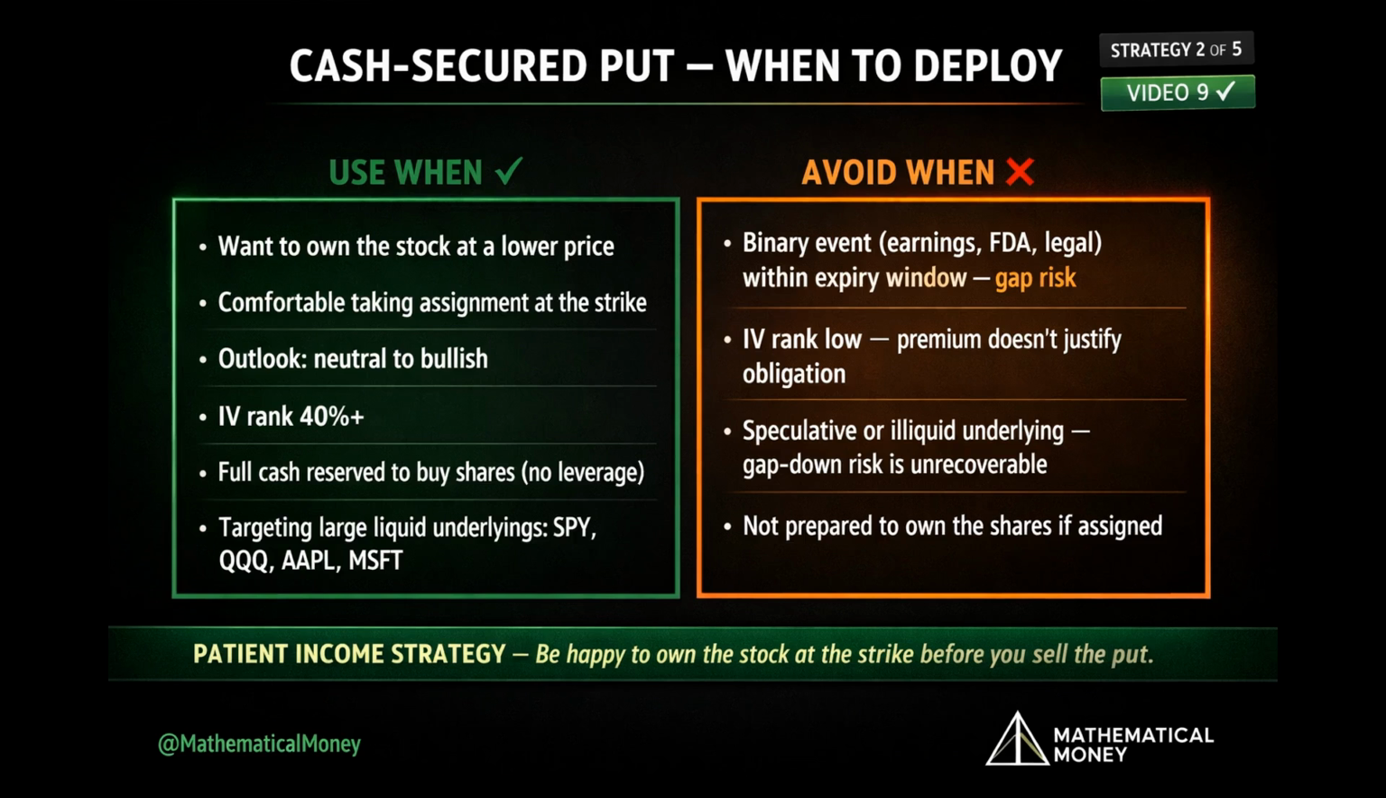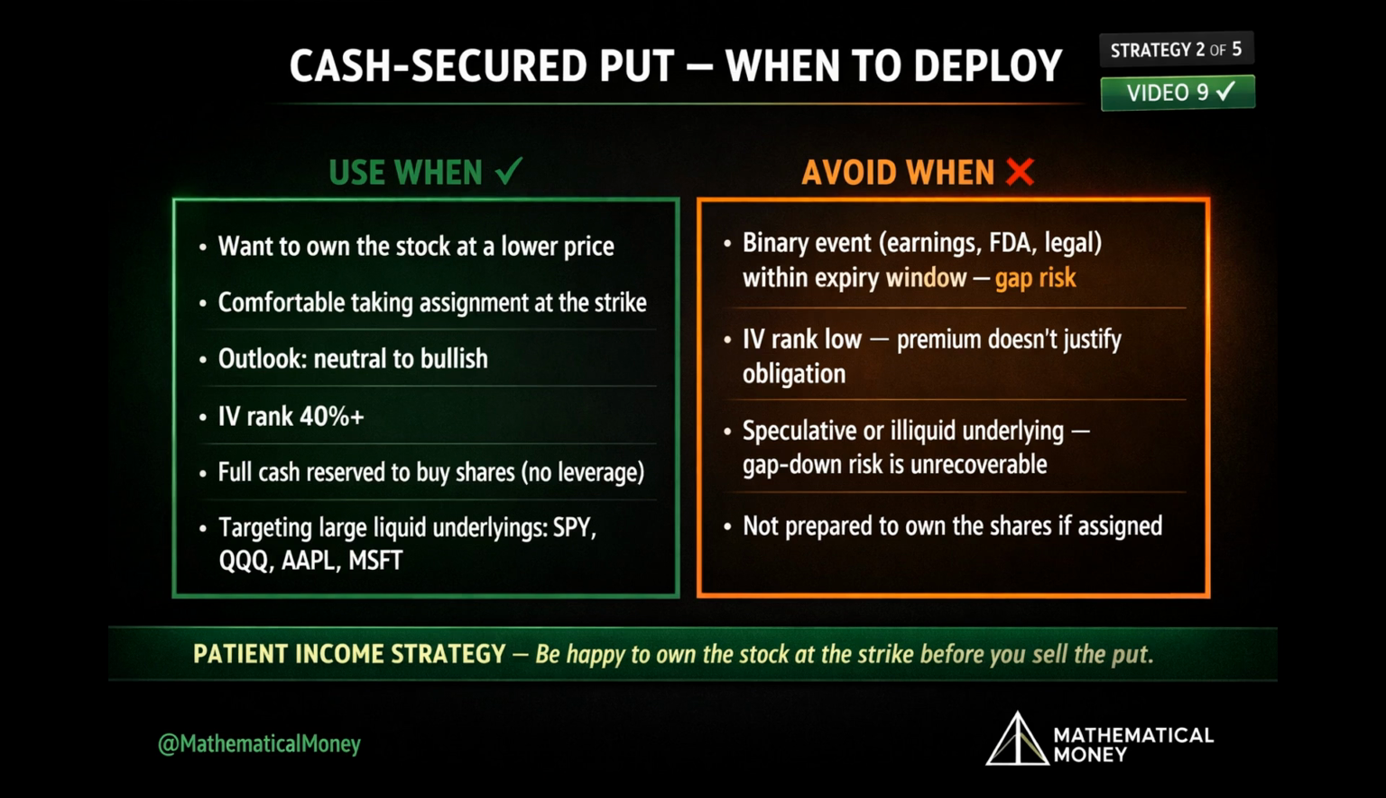Deploy the cash-secured put when you want to own the underlying stock at a lower price than the current market and you are happy to buy at the strike. Your outlook is neutral to bullish. You are fundamentally comfortable taking assignment. IV rank is above 40% and the premium collected justifies the obligation. You have the full cash reserve to purchase the shares, no leverage.